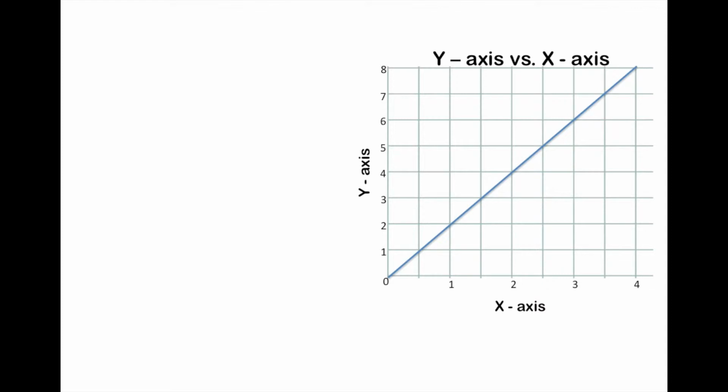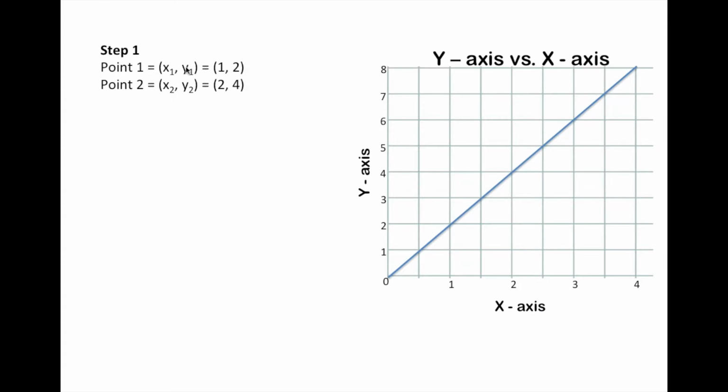Off to the right, I have a graph with a slope right in the middle. The x-axis is the axis that is the horizontal, like a horizon. The y-axis is the vertical axis, up and down.